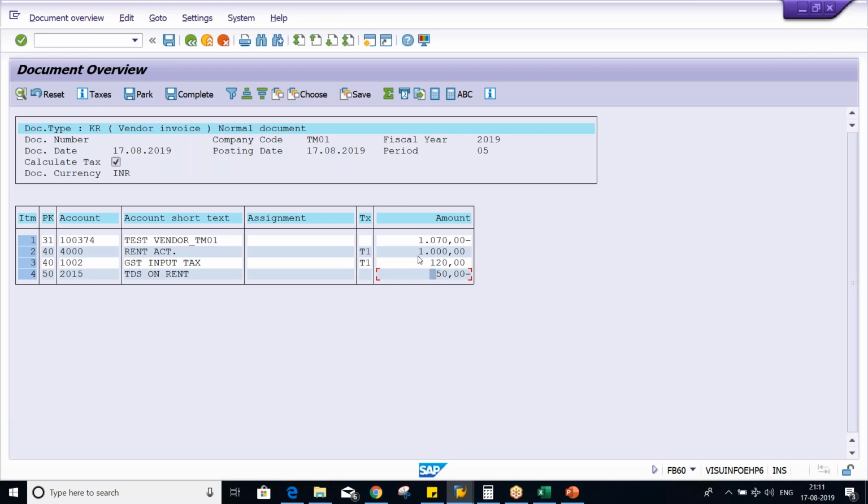Why? Because the base amount is 1000, right? Base amount for tax calculation is 1000, but of this base amount, only 50% is subject to tax. So what is 50% of this base amount, guys, or so-called 1000 rupees? It is 500. On 500 only, the system is going to calculate this TDS.